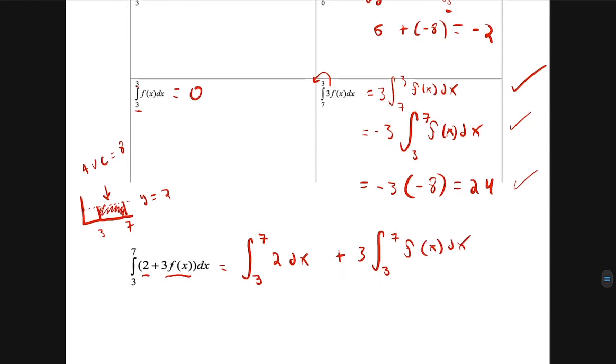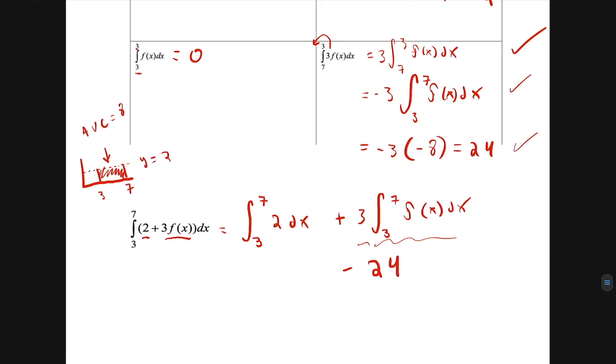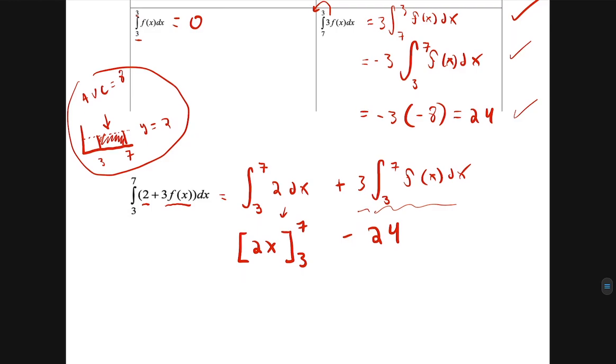Well, this we already know, right? This we know is -8. This is 3, so this is going to be minus 24 when this is all said and done here. 3 times -8. But what's going on here, right? If you didn't think of the geometric interpretation, well, the antiderivative of 2 is 2x, and we're going to evaluate it from 7 to 3.